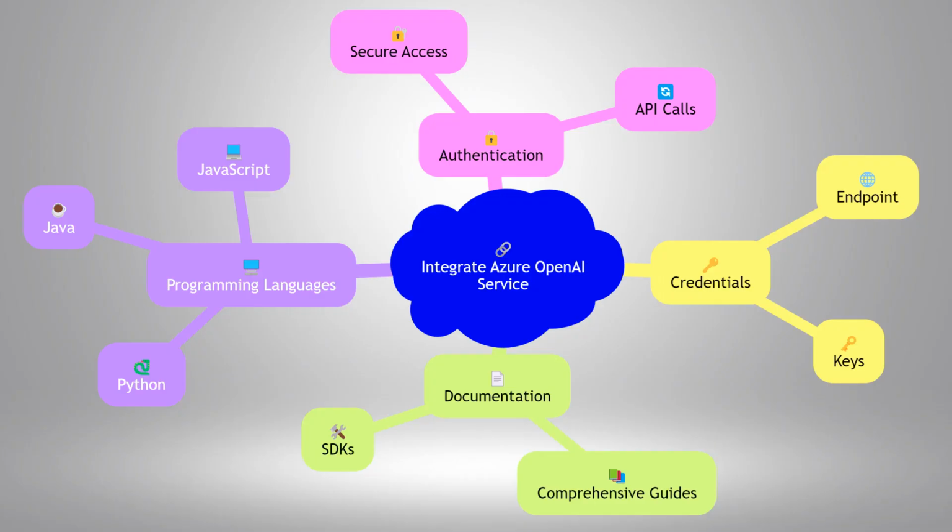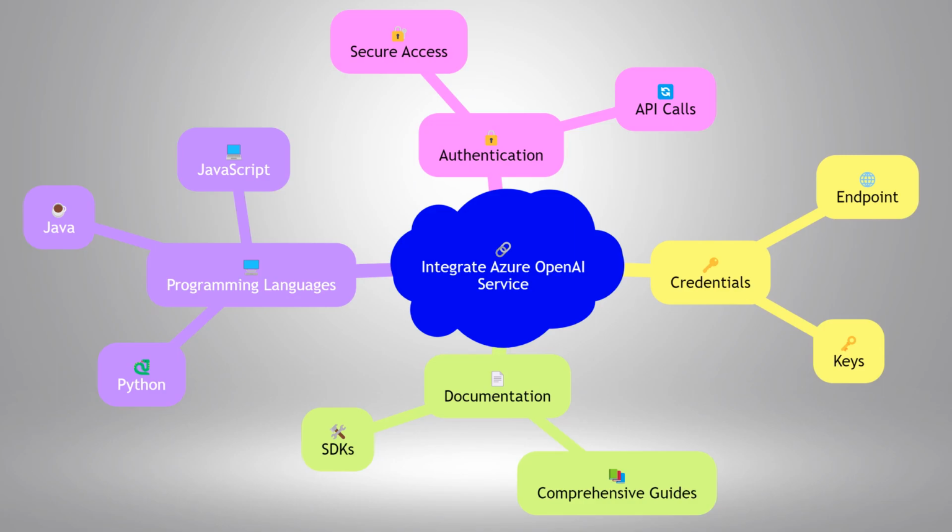the service. To integrate the Azure OpenAI service with your applications, you will need to use the provided endpoint and keys. These can be found on the Resources Overview page in the Azure portal. Use these credentials to authenticate your application and make API calls to the OpenAI service.